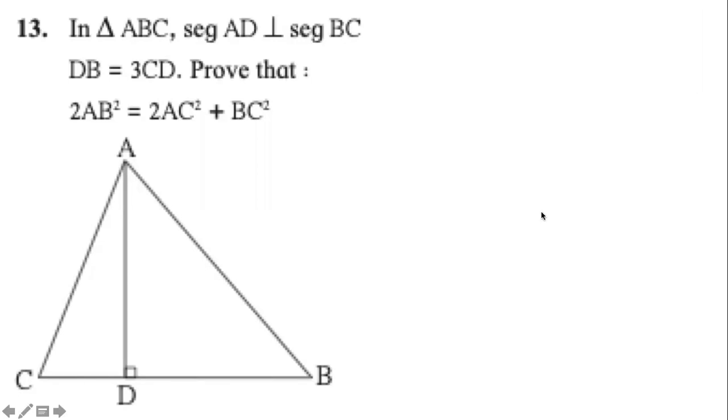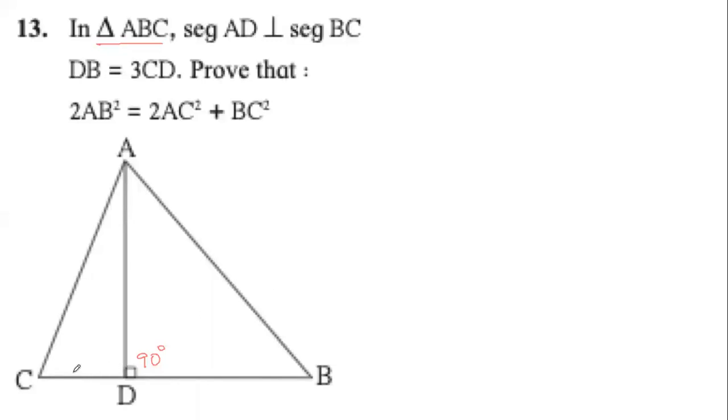It says, in triangle ABC, segment AD is perpendicular to segment BC. So if you see the diagram, we have a triangle ABC, and segment AD is perpendicular to BC. It also says that BD is equal to 3 CD. The length of BD is 3 times that of CD.